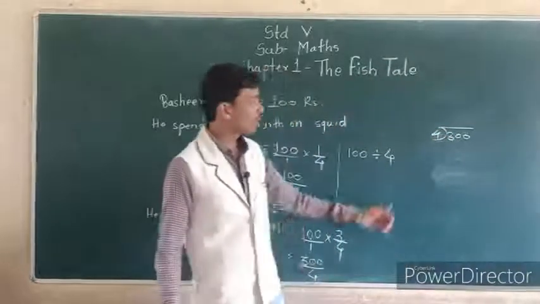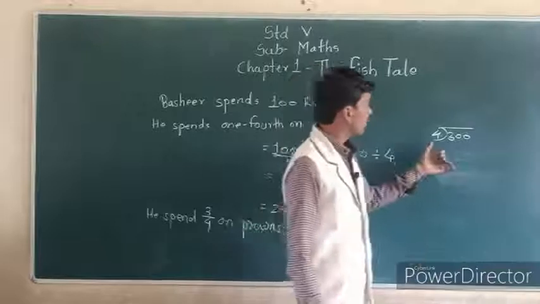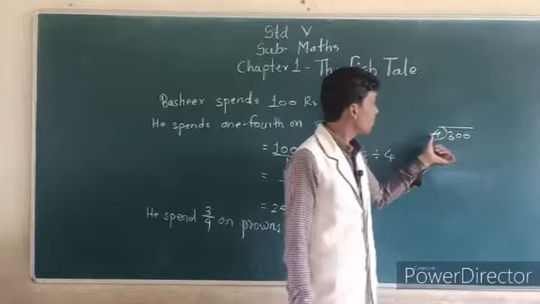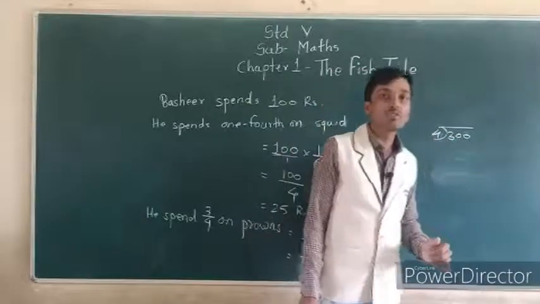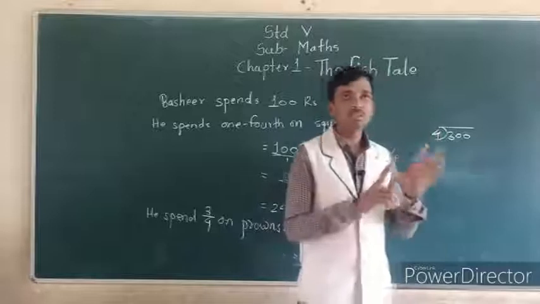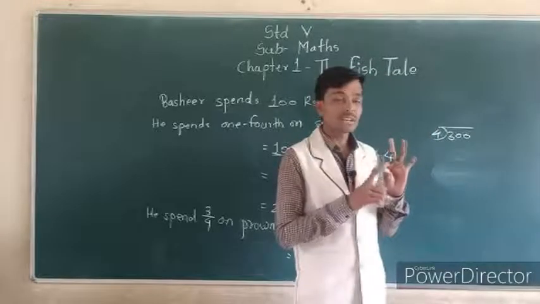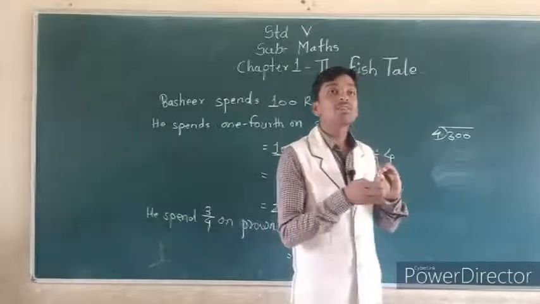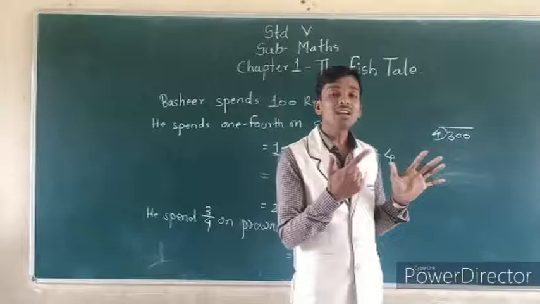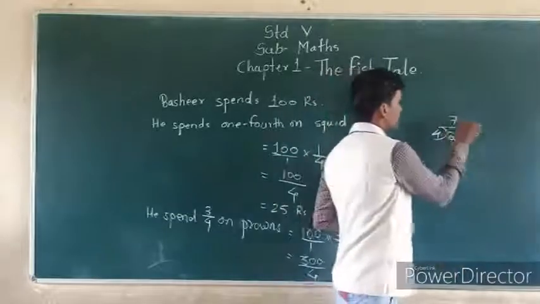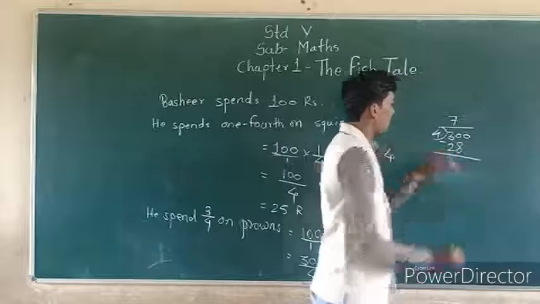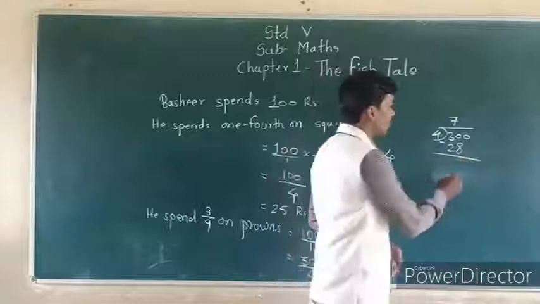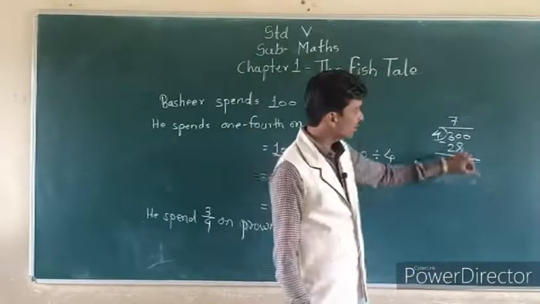300 divided by 4. Say the table of 4. Digit 3 is smaller than 4, so we can take the first 2 digits. Say the table of 4. 4 1s are 4, 4 2s are 8, 4 3s are 12, 4 4s are 16, 4 5s are 20, 4 6s are 24, 4 7s are 28. So I will write here 7 and here 28. So 30 minus 28 means your remainder is 2.